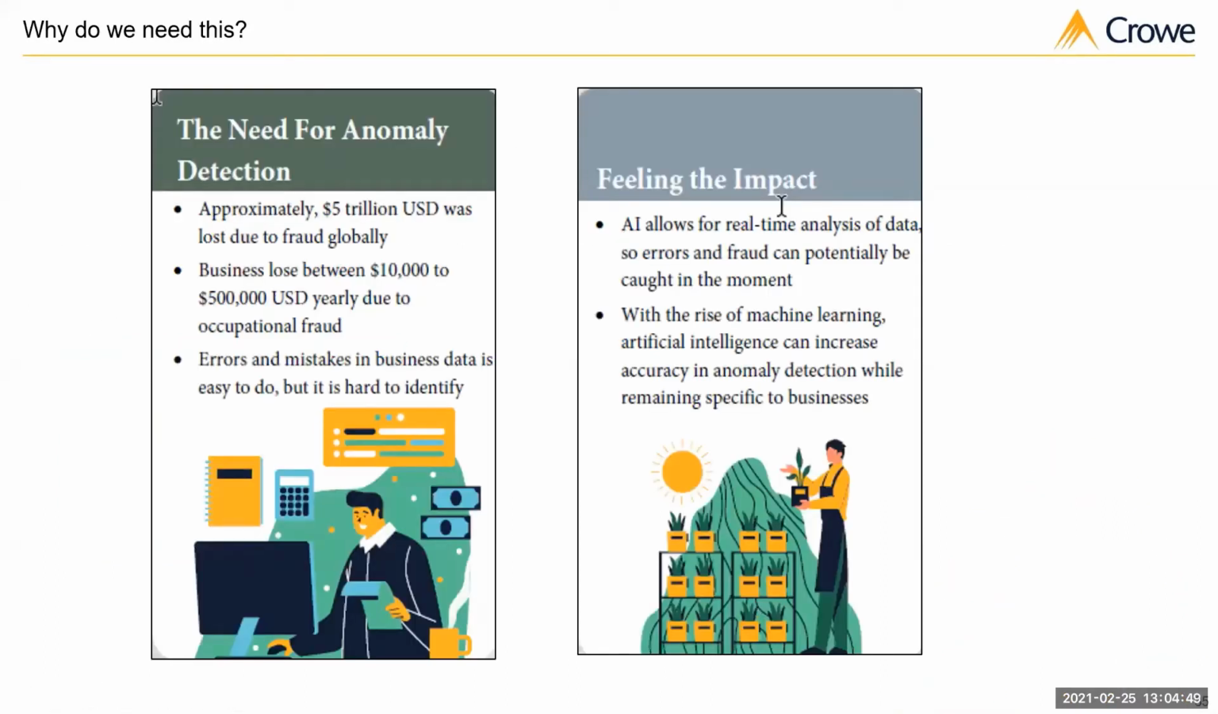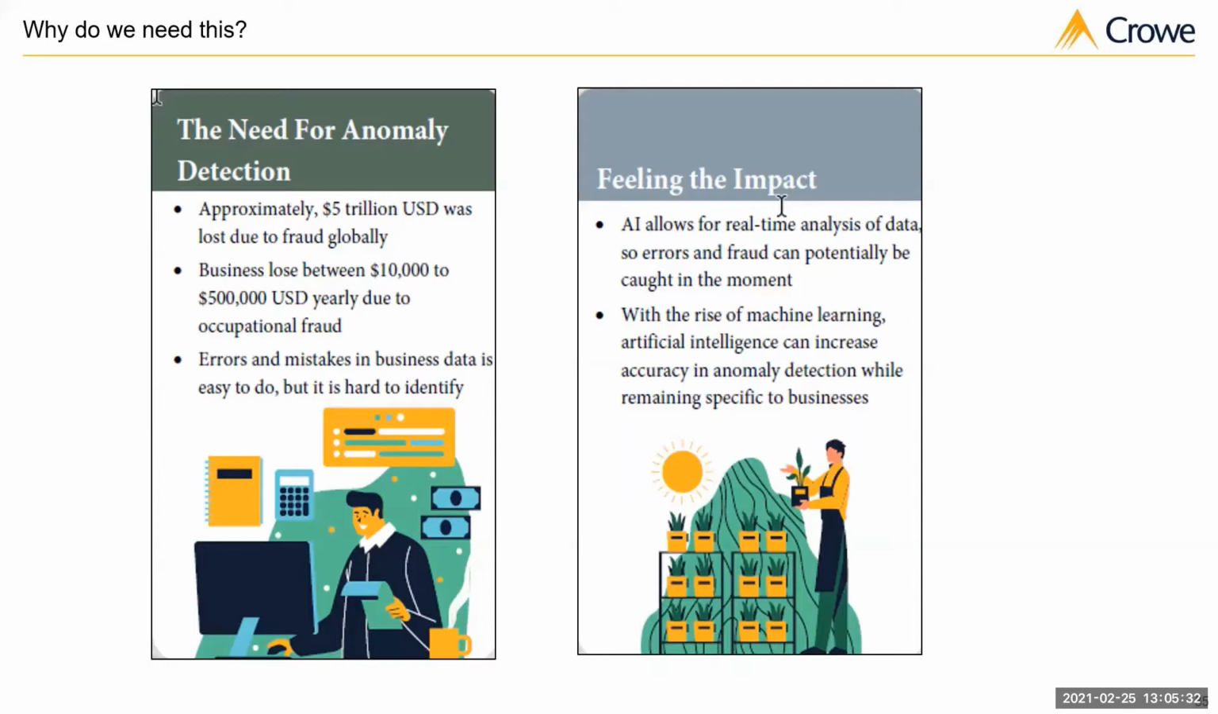So what made us come up with this product? There's a couple different reasons, but research says that there are several trillion dollars lost globally due to fraud, and that businesses lose up to $500,000 on a mid-sized or larger business in occupational fraud. And this is just employees, or errors, or employees just not doing the right thing. And those can happen very easily, even with great controls of systems like NetSuite. But they're sometimes hard to identify unless you have somebody looking at that actively.